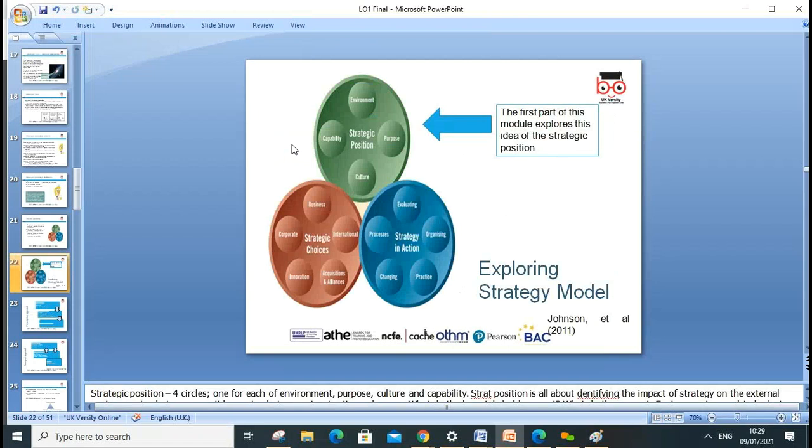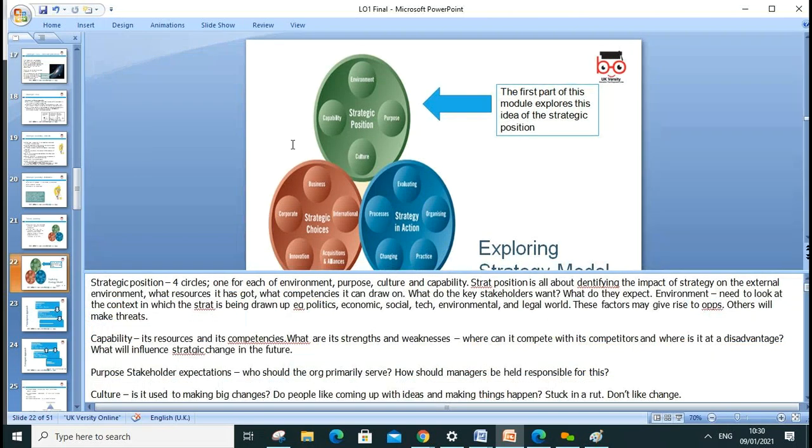Okay, exploring strategies. Which strategy will you use? You will use cost leadership, cost focus, or you want to be totally differentiated. For strategic position, you look at the environment, purpose, culture, capabilities. Strategy in action: when you look at organizing, you do practice, training, and look at the processes. Strategic choices: do you want international, do you want to expand here, corporate or business level, and how you allocate the resources. All of this is further explained in the notes.